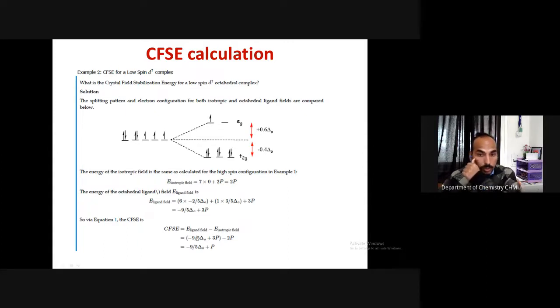So from this, minus 1.8 delta O plus 3P, minus 2P, where 2P is the energy in the isotropic field, you get minus 9 by 5 delta O, or minus 1.8 delta O plus P. That is the effective CFSE, crystal field stabilization energy, in this case. All right. Use this method, you will never make a mistake.